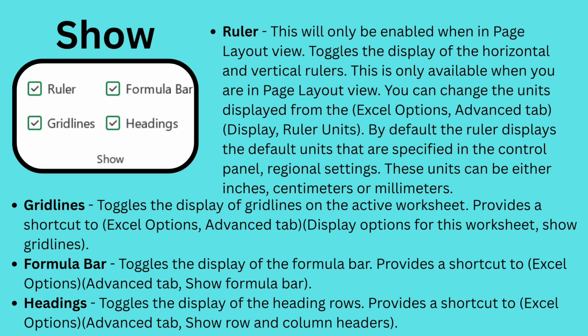Formula bar. Toggle the display of the formula bar. Provides a shortcut to Excel Options Advanced tab, show formula bar. Headings. Toggle the display of the heading row. Provides a shortcut to Excel Options Advanced tab, show row and column headers.